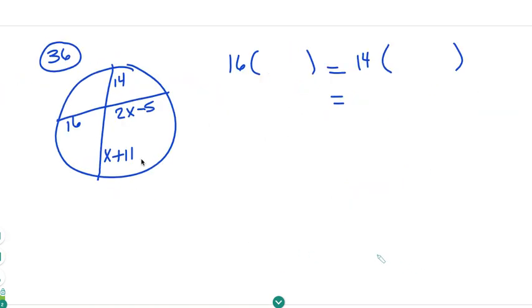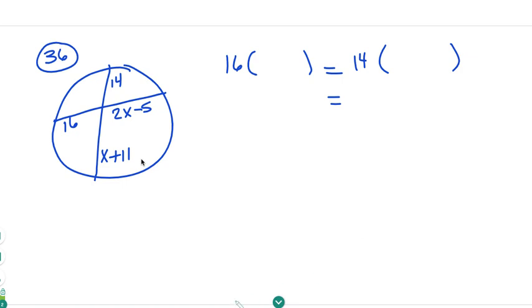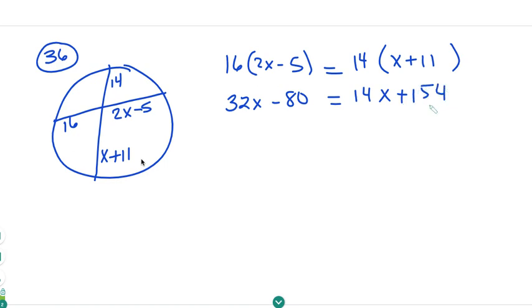Okay, I have two chords intersecting in a circle, and I know that the product of the two parts are going to equal each other. So I'm going to have 16 times 2x minus 5 is going to equal 14 times x plus 11. So that's going to be 32x minus 80 is equal to 14x plus 154. Zero pair out the 14x.